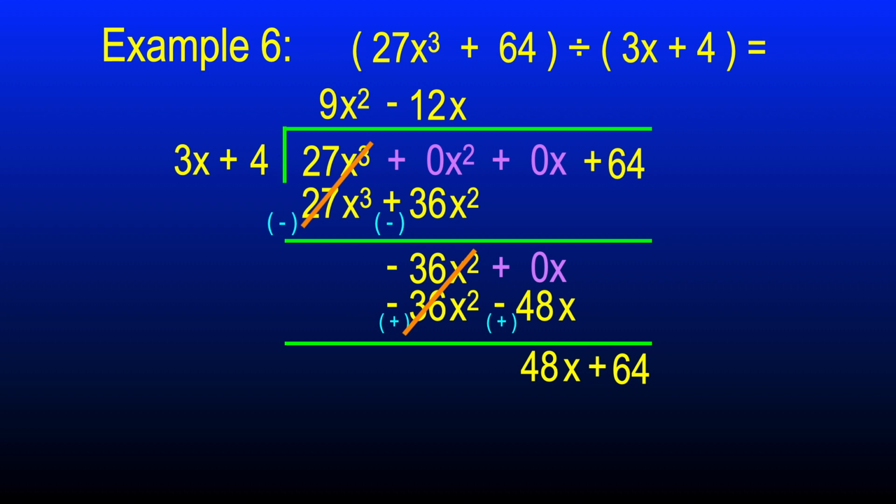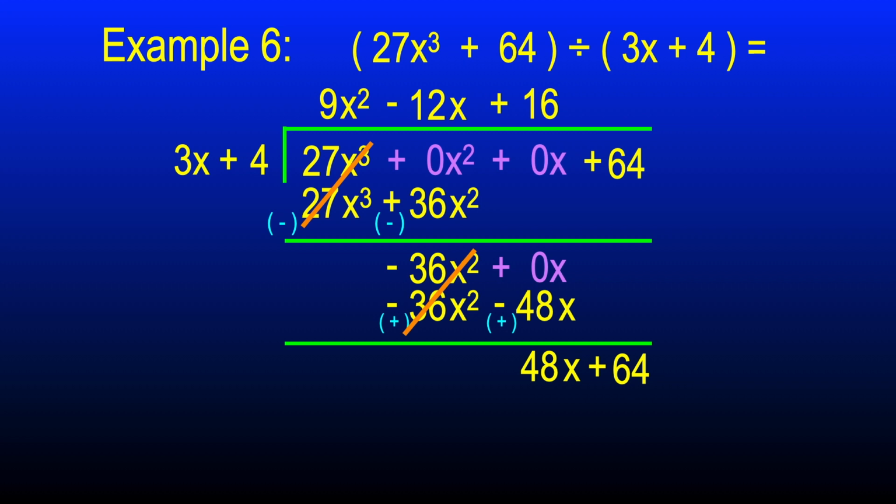Mag-divide tayo ulit. 48x divided by 3x. So, 48x divided by 3x, positive divided by positive is positive. 48x divided by 3x is 16. Wala na si x, ha? Kasi magiging x over x yun eh. Or x divided by x. 1 ang sagot. 16 times 1 is 16.